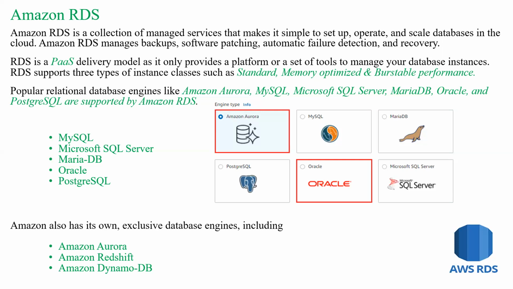Apart from these traditional famous relational database engines, Amazon also owns proprietary databases. There are three: Amazon Aurora, Amazon Redshift, and Amazon DynamoDB. These three products are direct competitors for other database services available in the market. It could be MySQL or Microsoft SQL, MariaDB, Oracle, PostgreSQL. All these databases have tough competition from Amazon's proprietary databases.